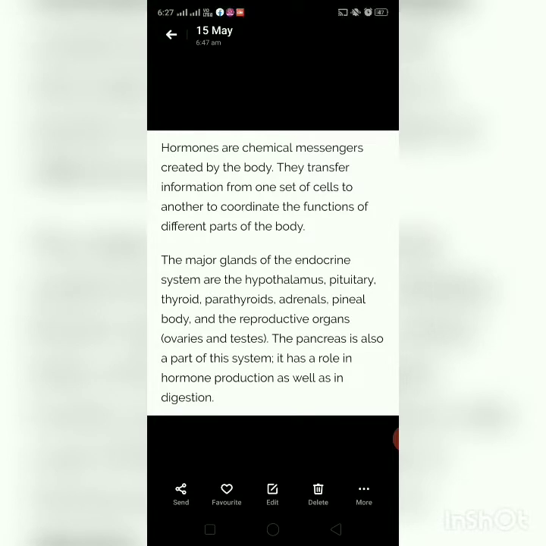The major glands of the endocrine system are the hypothalamus, pituitary, thyroid, parathyroid, adrenal, pineal body, and the reproductive organs. The pancreas is also a part of this system. It has a role in hormone production as well as in digestion. So the pancreas is also an endocrine gland present in our body, but it has two roles: it produces hormones, and it helps in the digestion of food. So what is a hormone? It is a chemical messenger created in our body, and it is used to transfer information from one part of the body to another part. Okay.